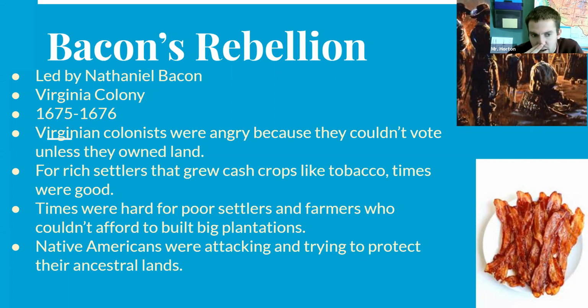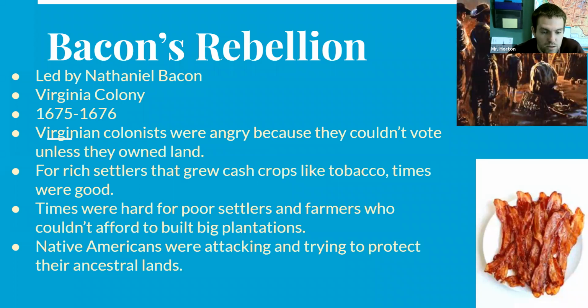So this rebellion was led by these poor colonists that were not really given equal rights here in the new world, in the new colonies, the southern colonies. So Virginia colonists were becoming angry because they couldn't vote unless they owned land. So that was one of the reasons that led to this rebellion. Colonists were becoming more and more angry because the only people that could vote in elections and vote in these big deals would be people that owned land. And in order to own land, you had to have money. You had to be rich.